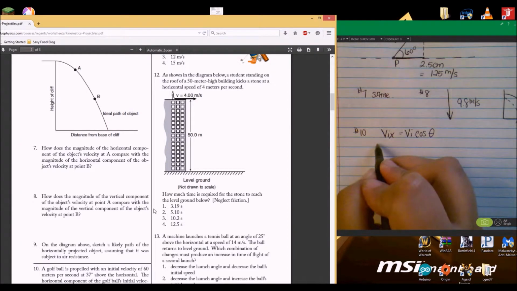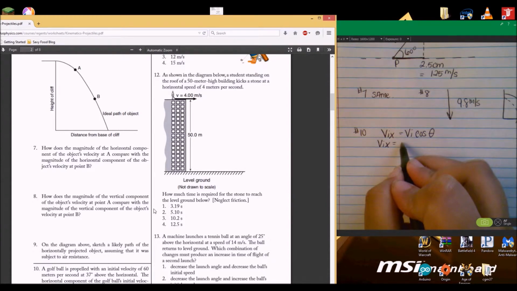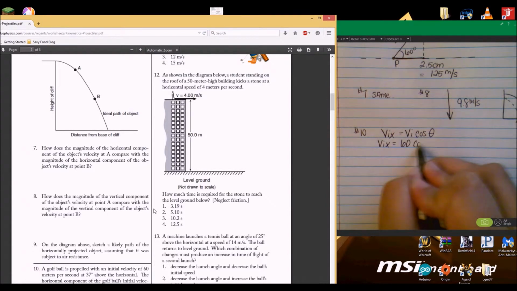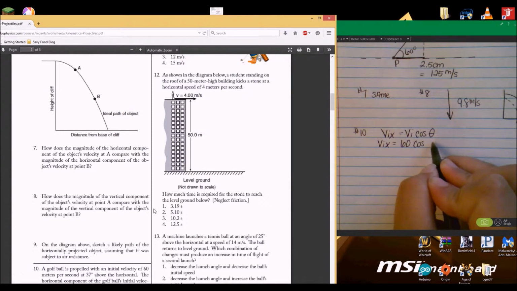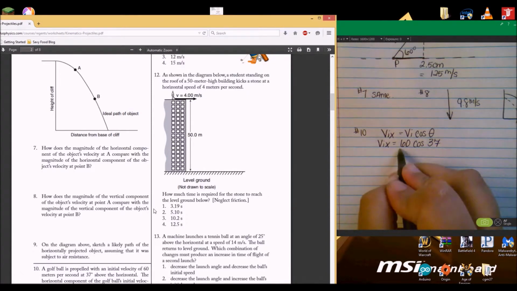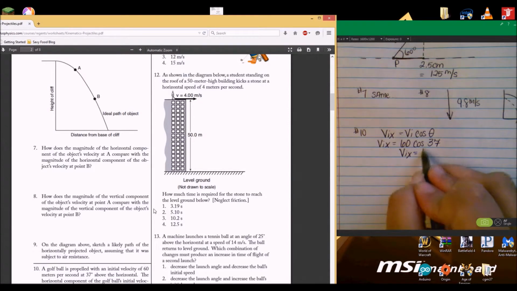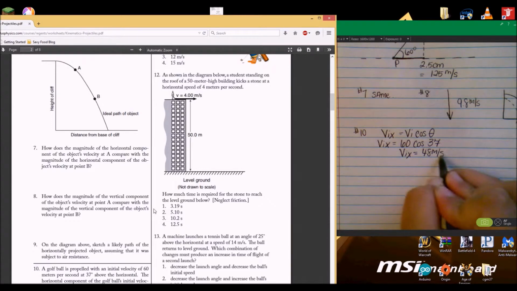So we're looking for v initial of x, the horizontal component. We know v initial is 60 meters per second, and we know the angle above the horizontal is 37 degrees. So cosine of 37 times 60 gives you an x component of 48 meters per second.